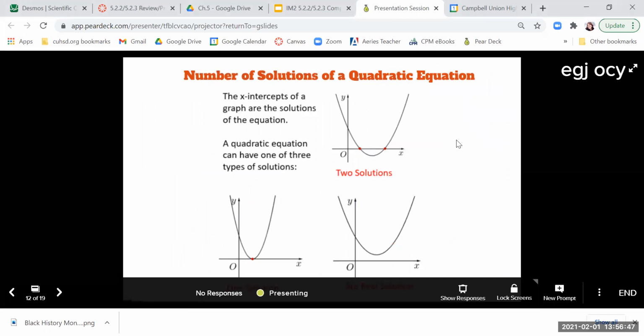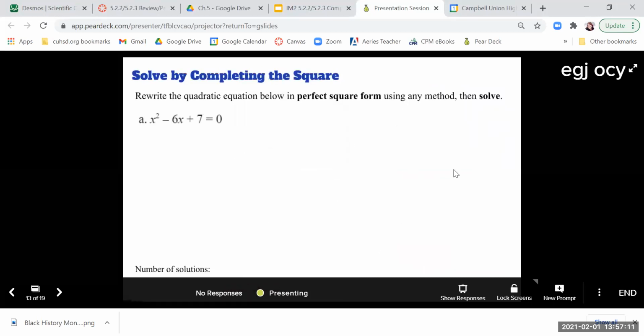Okay, so now I just want to remind you that some of our equations that we solve will have two solutions. That means we'll have a plus or minus in our answer, or two whole numbers that come out. Some of our equations will only have one solution where we have one x-intercept, and some will have no real solutions because the parabola doesn't even reach the x-axis. All right, so we're going to go through several of these types of problems.